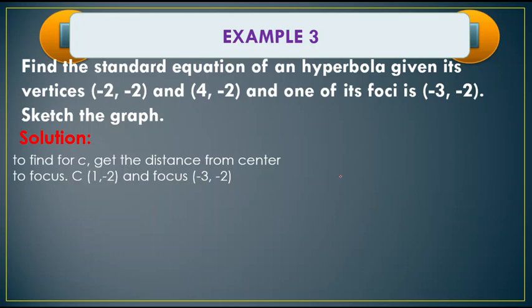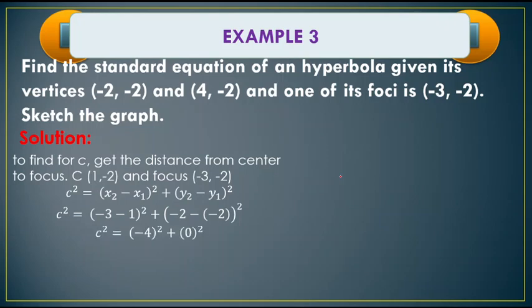Okay? So, to find for C, get the distance from the center to focus. The center is (1, -2) and the focus is (-3, -2). By the use of distance formula, substitute natin yung bawat given. And then C squared is equal to (-3 - 1) squared plus the quantity of (-2 - (-2)) squared. And then C squared is equal to (-4) squared plus 0 squared. C squared is equal to 16. And the square root both sides, C now is 4 units away from the center.